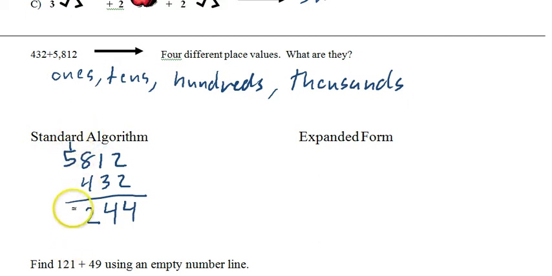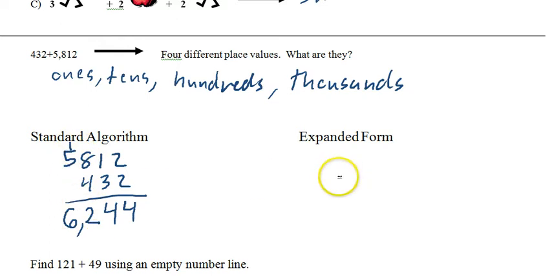And then 1 plus 5 is 6. So it's 6,244. We had 4 1s, 4 10s, 2 hundreds. We actually had 12, but we had to carry that 1 over here because that represents 1,000. It's now in the thousands place, right?